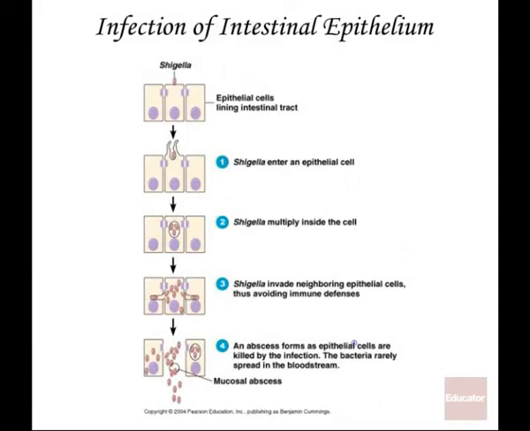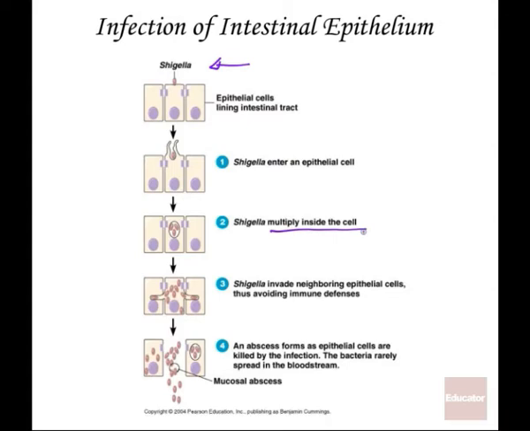So this is a Shigella invading and multiplying inside of an intestinal epithelium. You can see here that through the process of endocytosis, this Shigella enters the cell. It multiplies inside the cell, and then these progeny Shigella, so to speak, actually invade neighboring cells, neighboring epithelial cells.